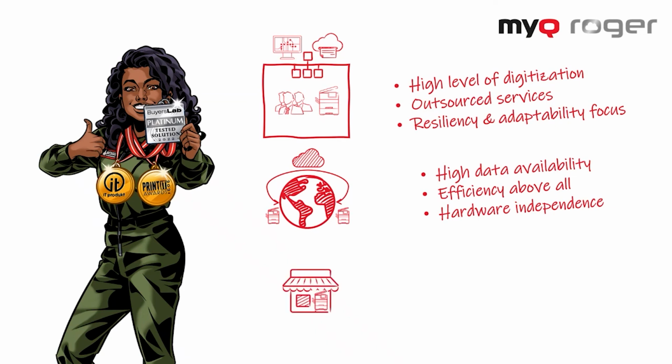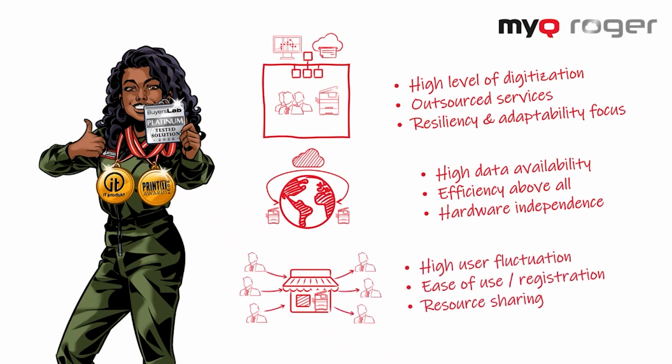And the last example I've got here is a customer or environment with high user fluctuation. People that are just sharing all the resources. It could be a shared office. It could be a library. A place where you come, do your work, and leave and never return. For these, MyQ Roger is the best option because you can simply download the app, register, do your job, pay for it, and go whenever you want.